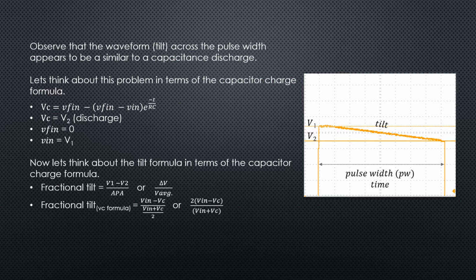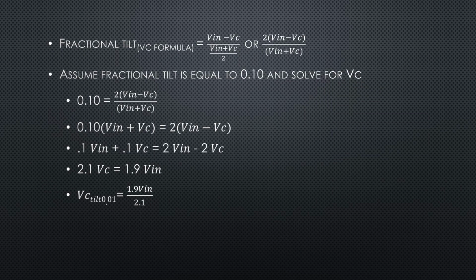Now if we take the fractional tilt formula and put it in terms of our capacitive charge formula, we get V initial minus VC divided by, if we want to take the average of that, V initial plus VC divided by 2. And then we can simplify that as 2 times the quantity V initial minus VC, divided by V initial plus VC. So now we've got our fractional tilt formula in terms of the VC formula.